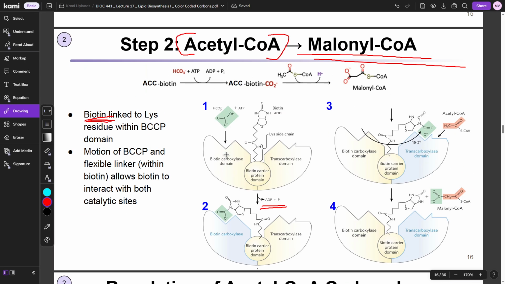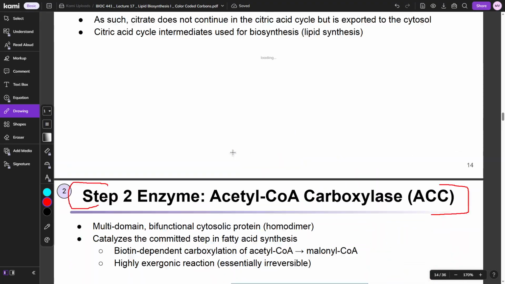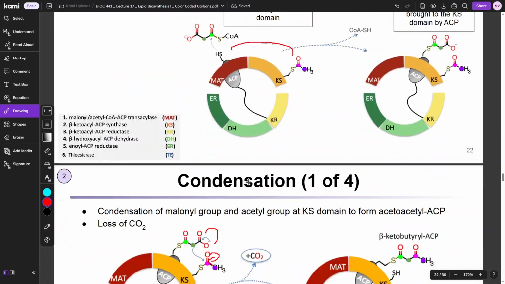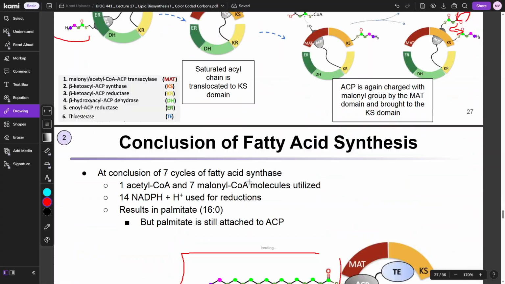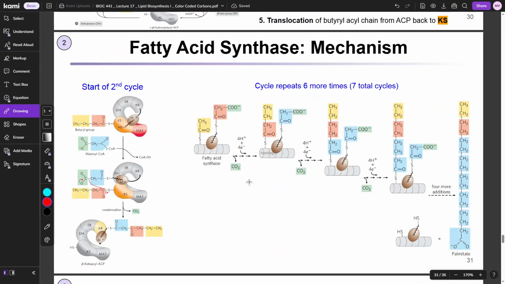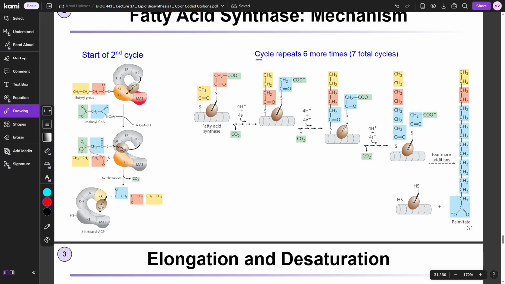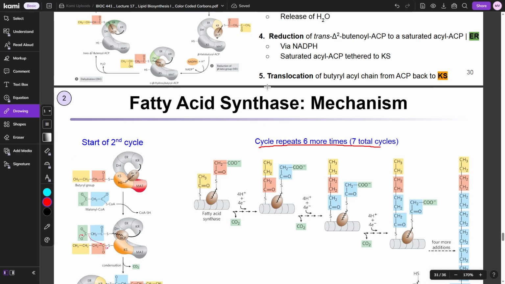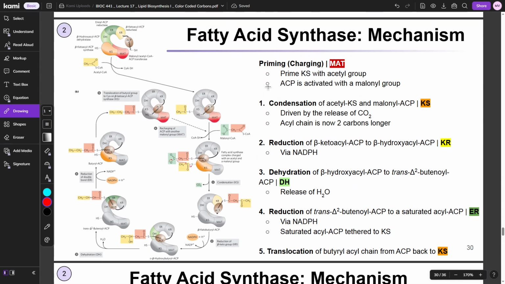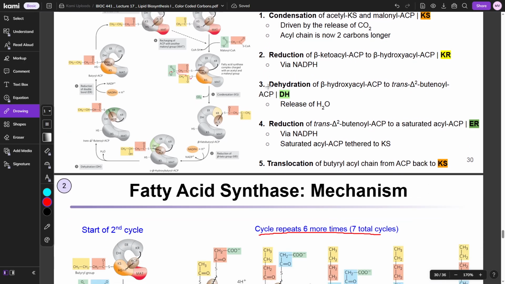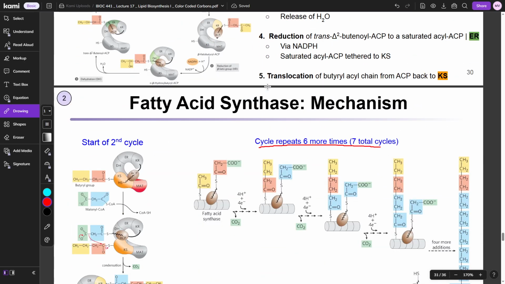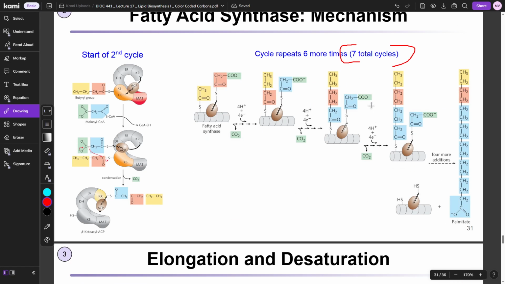So you have to use 7 cycles, which is 2 NADPHs per cycle. So it would be 14 NADPHs, and you'd also be releasing about 7 waters. I think we talked about that up here. But if you go down, there you go. Cycle repeats 6 more times, 7 total cycles, if you want to make a 16 carbon long palmitoyl-CoA, or palmitate, not CoA.